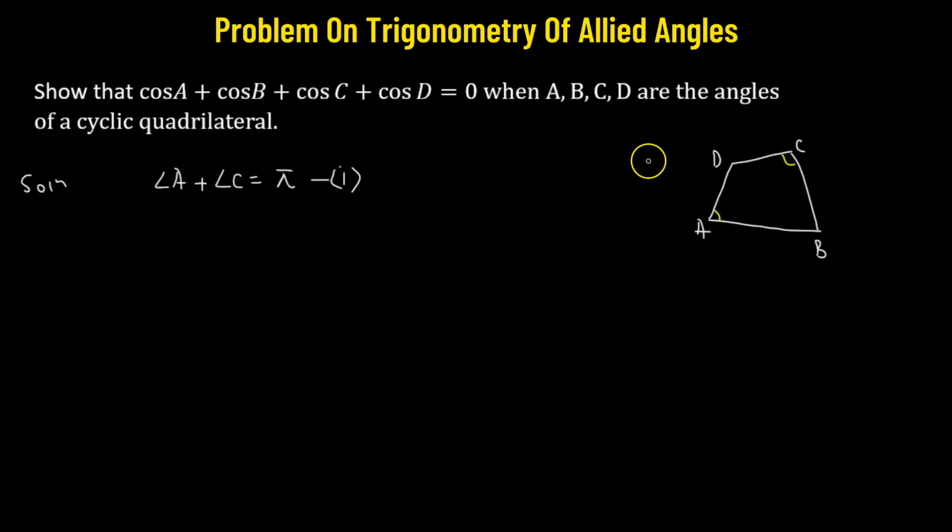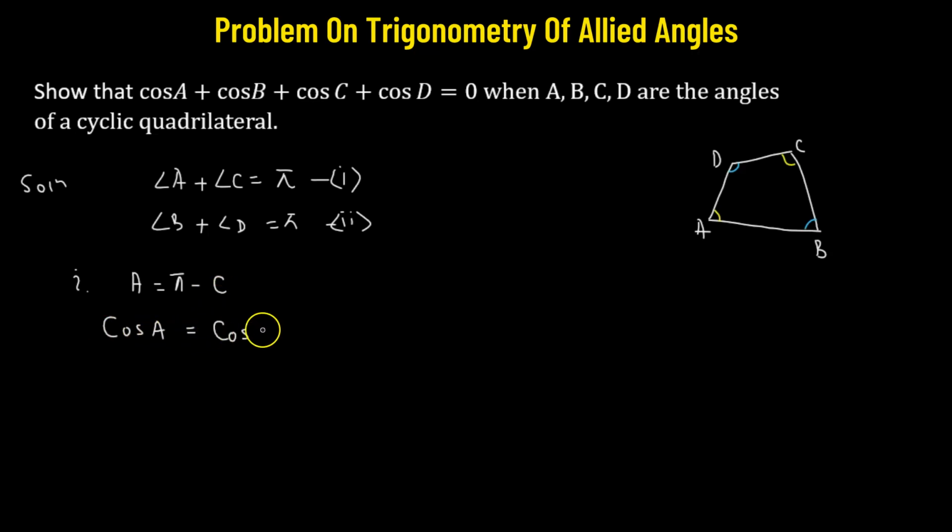Then similarly, we can also say that the sum of the angles B and D, because they are opposite to each other, also sums up to pi radians. Coming to equation number 1, here we have A plus C equals pi, so we can represent A as pi minus C. So let's take the cosine on both sides. Cosine of A will be equal to cosine of pi minus C.